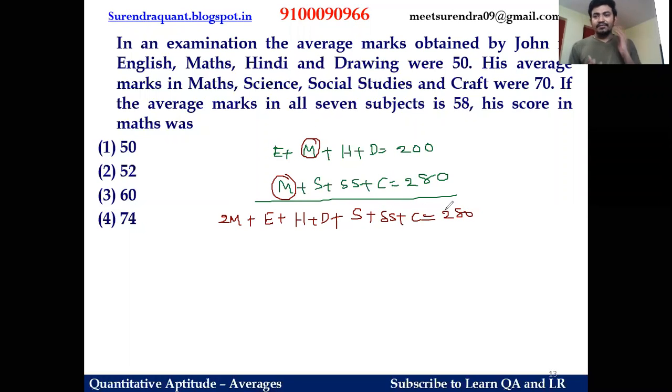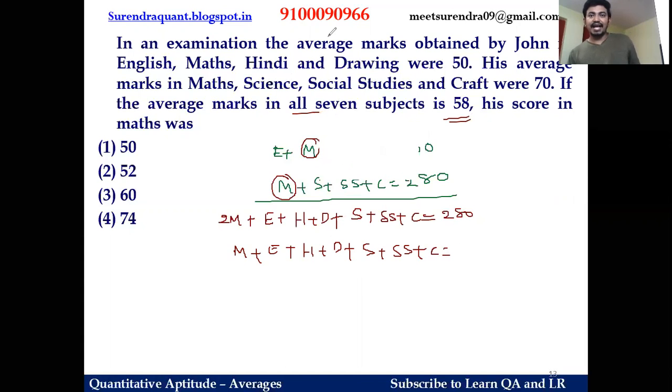As you are doing this for the first time on my channel, I am describing in detail. So in the exam, you must put this statement directly. The average of all 7 subjects is 58. That means Math, English, History, Drawing, Science, Social Studies, and Craft. These are the 7 subjects, right? So these 7 subjects' average is given as 58. If the 7 subjects' average is 58, what is the sum? 7 times 50 is 350, 7 times 8 is 56. So is it 406?